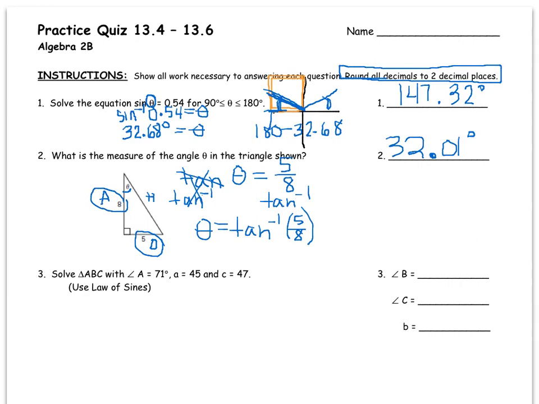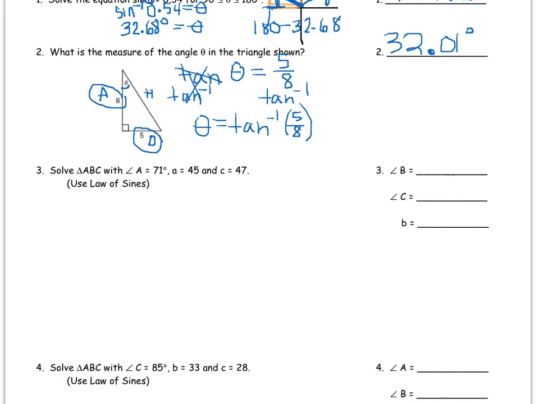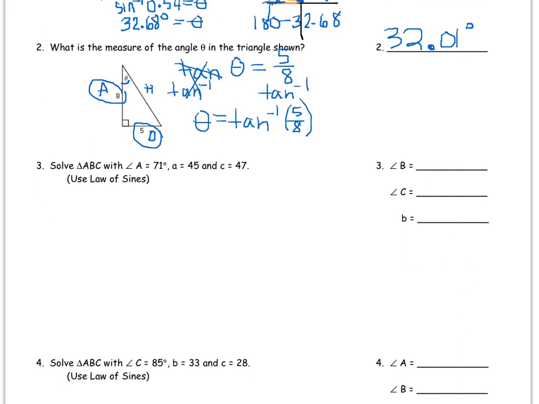Number 3 says solve triangle ABC with angle A equal to 71 degrees. So I'm going to write on here, there's an angle A, and little a is a side, that's 45, and another little c is another side. Now, this is not a good thing. That tells us right away we might have 2 triangles. So we've got to check our angle. Is this acute? Well, it is. It is definitely an acute angle.